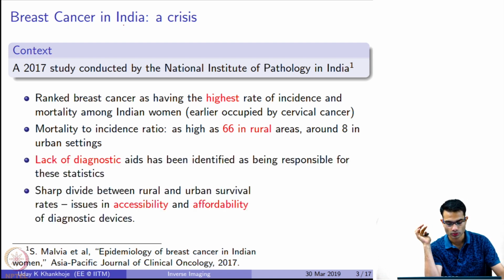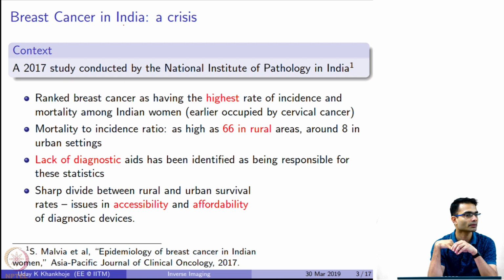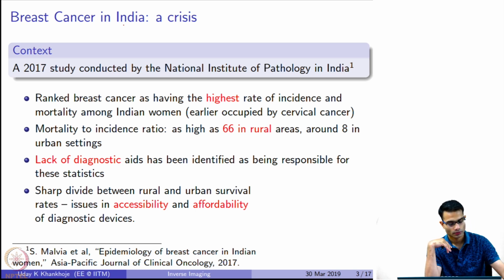And so the study also identified one of the main reasons was a lack of diagnostic aids. There is not enough screening that is happening, and by the time you detect it, many times it's too late. And why is there such a big difference between rural and urban India? It is simply access and affordability of some kind of diagnostic tool that can catch this early on. Okay, so this is sort of factual information.